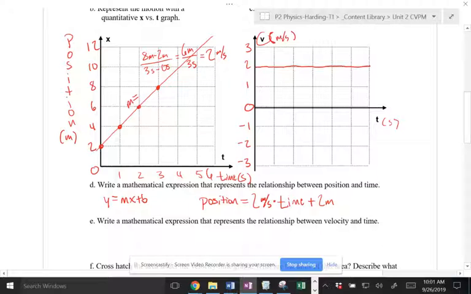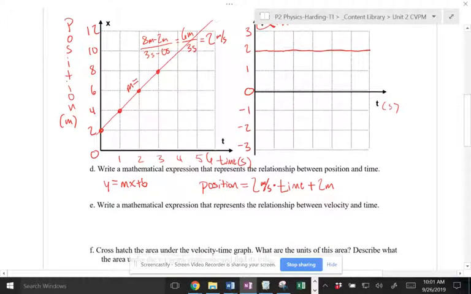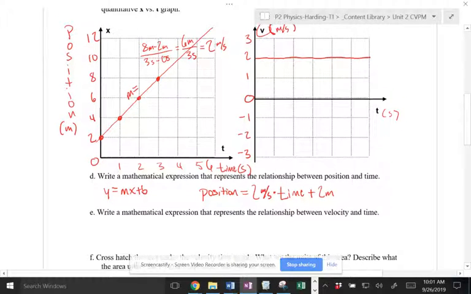Okay? Write a mathematical expression that represents the relationship between velocity and time. What is the velocity? Ooh, I didn't put the time on here yet. Let's do that. 1, 2, 3, 4, 5, 6. Hey, Kiana, what's the velocity at 1 second? Two meters per second. Okay.